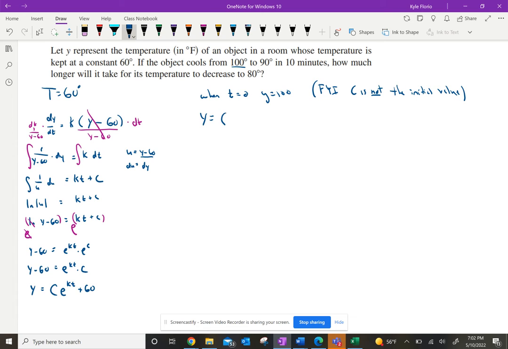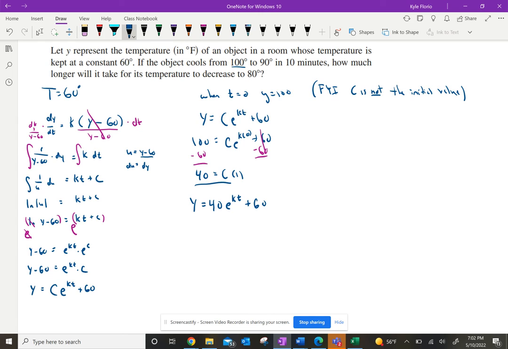y equals c e to the kt plus 60. Now if y is 100 and t is 0, I can subtract 60 on both sides. And then we get 40 equals c. Now e to the this is e to the 0, which is just 1. So this is just going to be 1. In other words, c has got to be 40. So that's nice. So now we have y equals 40 times e to the kt plus 60.